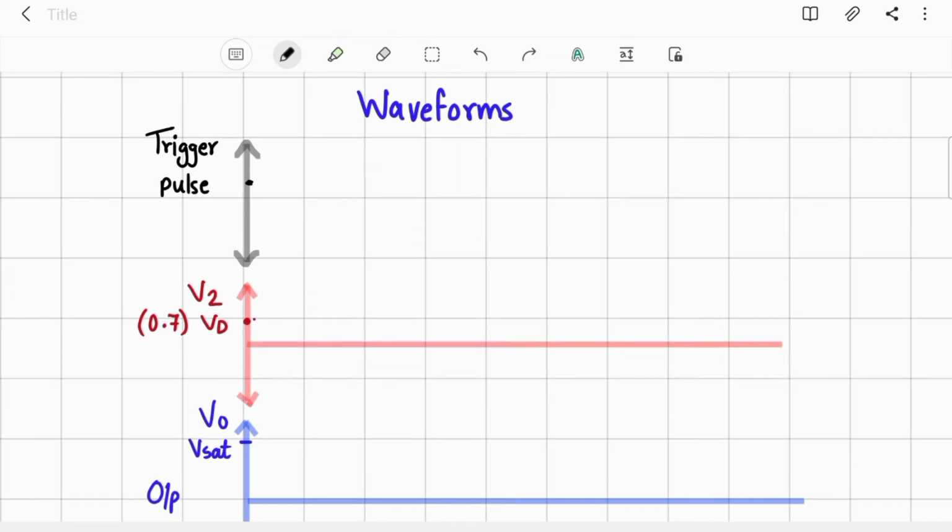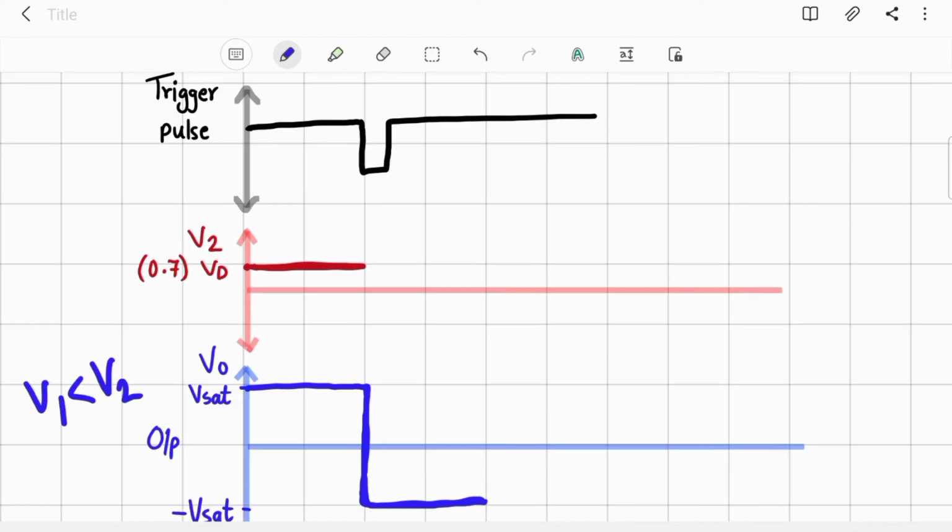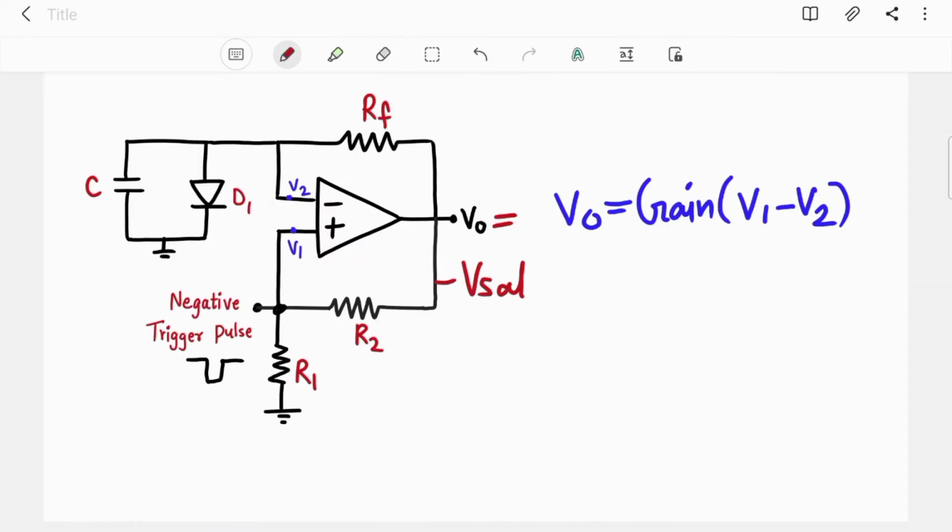So till now we analyzed the stable state. There was no trigger pulse, and the voltage at the capacitor, which means the voltage at V2, was 0.7. Okay, and the output was stable, meaning Vsat. Now we are going to apply the trigger pulse. So now I applied a negative trigger pulse. Now what happened is that the difference turned negative and your output jumped from plus Vsat to minus Vsat, because now V1 is less than V2. Okay, so now your output is minus Vsat.